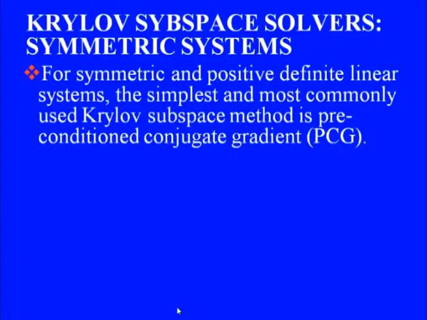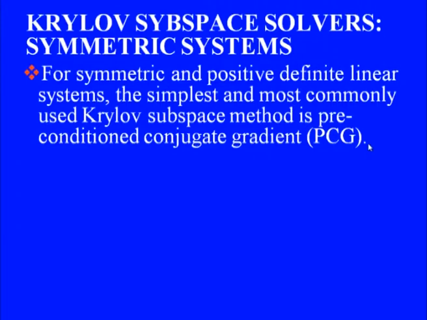Now next we will have a look at a Krylov subspace solver for symmetric systems. In fact, we would put some more requirements here. We are looking for symmetric as well as positive definite linear systems. There are quite a few Krylov subspace methods available for this family, but the simplest and most commonly used Krylov subspace method is the preconditioned conjugate gradient method, or in short we use the acronym PCG. We will have a look at the details of this algorithm.